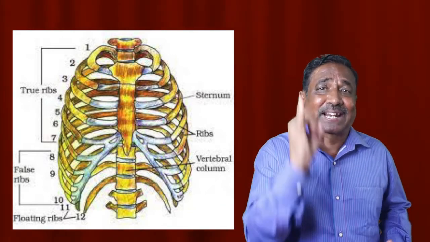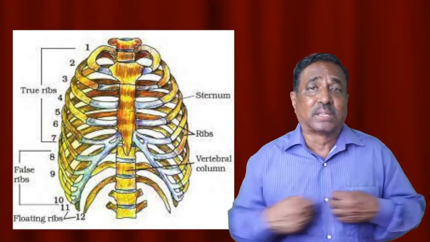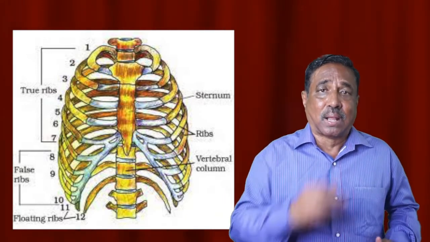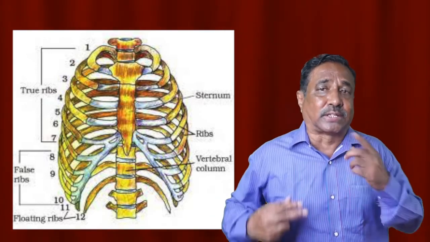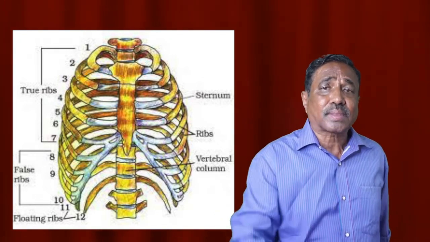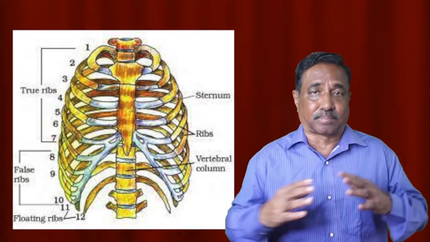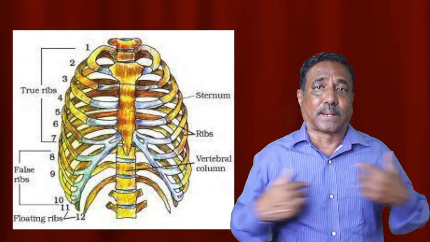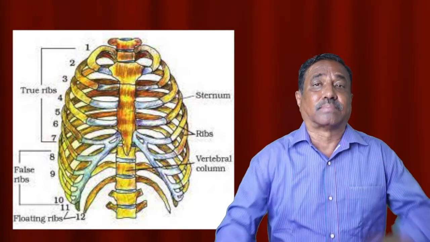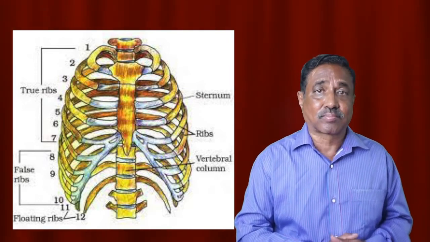And the 8th pair, 9th pair, 10th pair, these ribs are not directly fused with the sternum. They are fused through the cartilage. They are called false ribs. But the 11th pair and 12th pair are not at all fused with the sternum. They are called the floating ribs. Thus, these ribs which are attached to the sternum in front and the vertebral column behind are called bicephalic ribs.